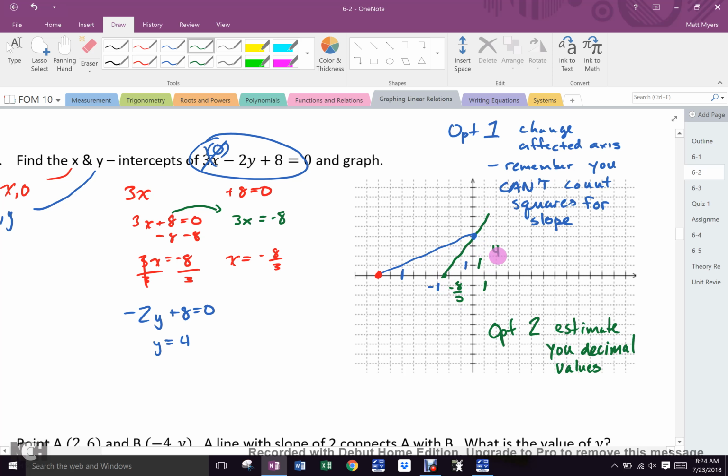Is everybody good with both options? Do I care which one you use? No, but you must label it, right? If you're going to change the scale, you've got to let me know what you've changed it to. Is that clear? Okay.